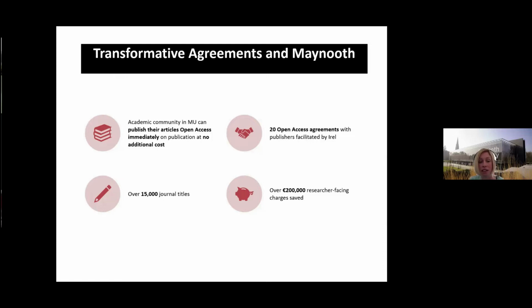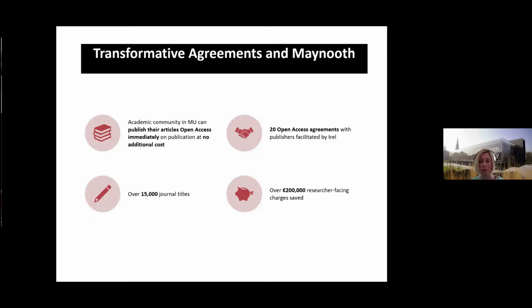The inclusion of a set number of APC waivers, these article processing charge waivers, in the agreements means that researchers can publish a significant number of their articles open access at no extra cost to themselves. And this represents a globally unprecedented transition to cost-neutral open access. So you can publish more articles open access at no cost to yourselves.